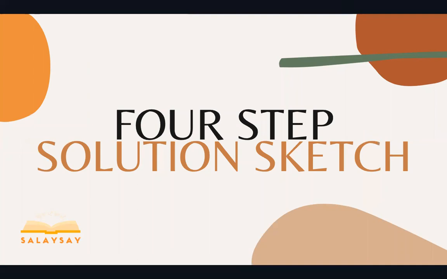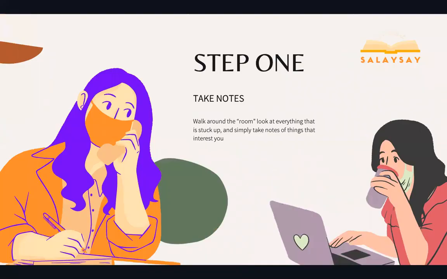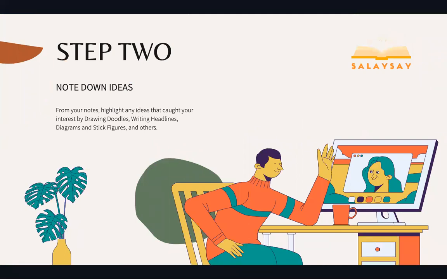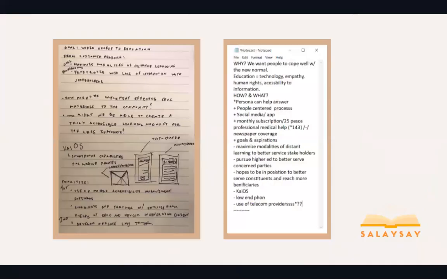For our four-step solution sketch, we decided to do most of it synchronously. So for steps 1 and 2, we gave ourselves 15 minutes to go over a working document to take down notes and sketch down ideas. So these are a couple of notes from members of the group, highlighting key how might we statements, as well as ideas from our lightning demos and brainstorming sessions.